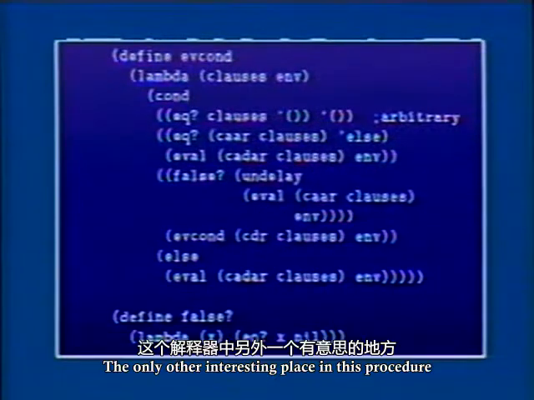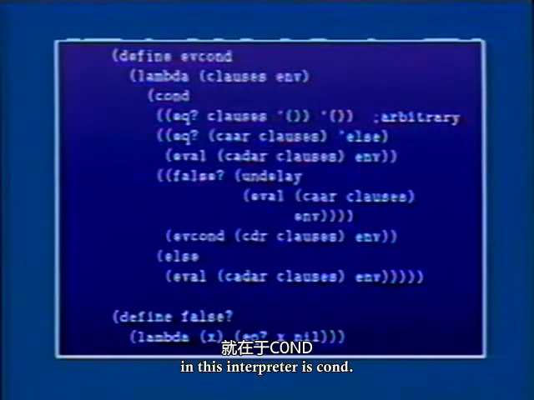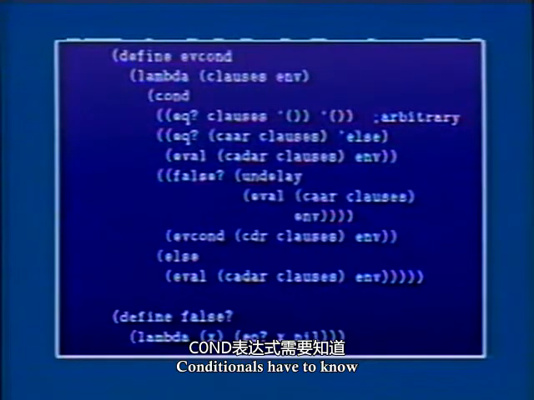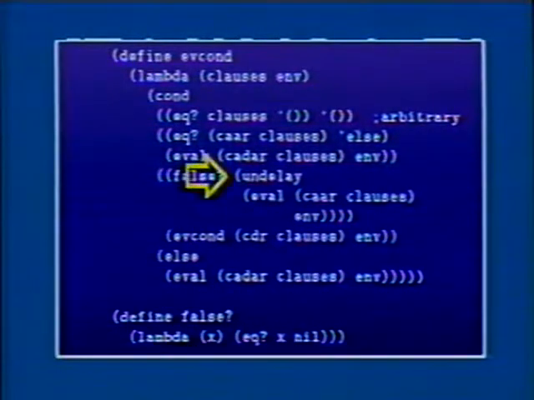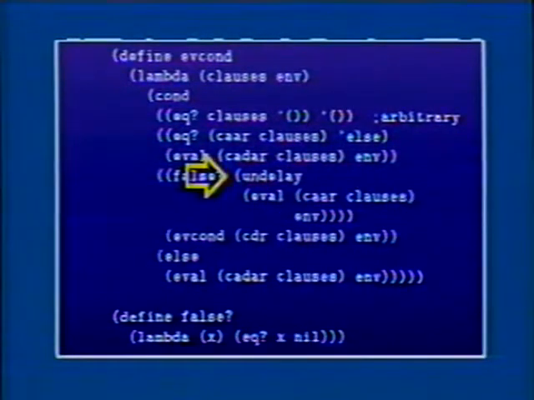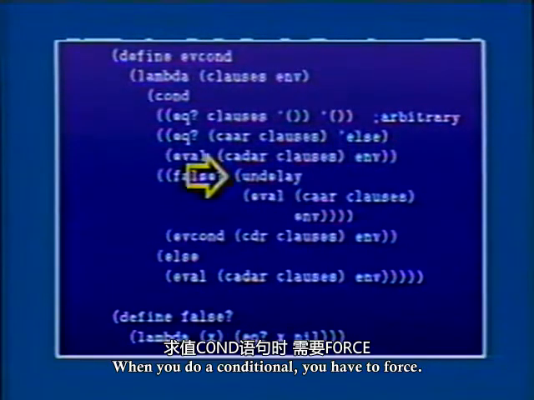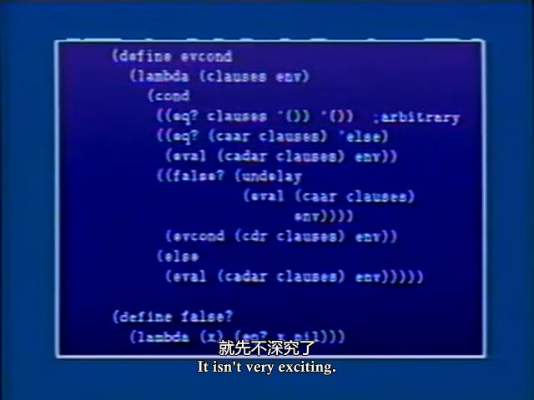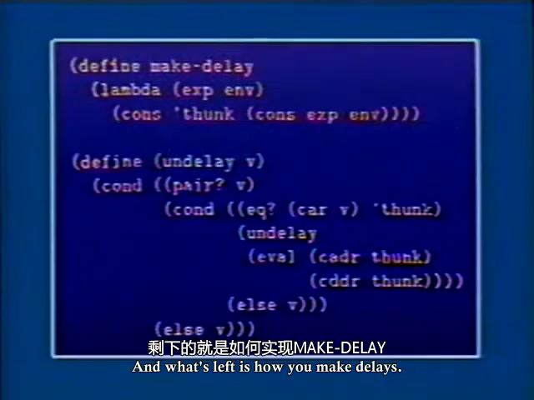The only other interesting place in this interpreter is cond. People tend to write this thing and then they leave this one out. There's a place where you have to force. Conditionals have to know whether or not the answer is true or false. It's like a primitive. When you do a conditional, you have to force. Now, I'm not going to look at any more of this in any detail. It isn't very exciting. And what's left is, how do you make delays?